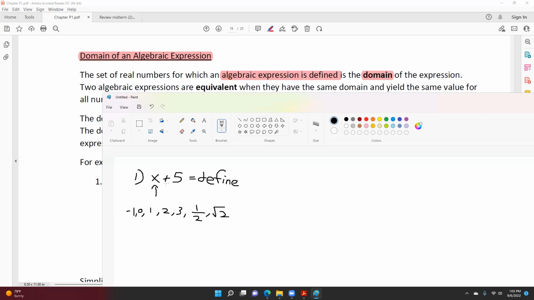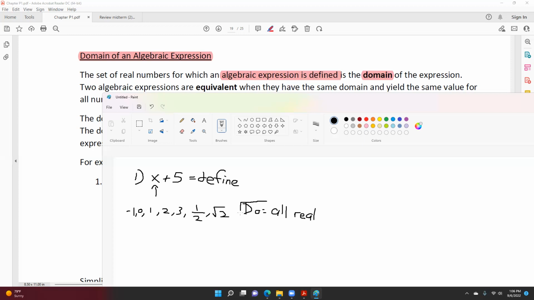So you notice that in this case, the domain for this expression is going to be all real numbers. What does it mean when I say the domain is all real numbers? It means any number will work when you plug it in for your x, so that will make this defined.